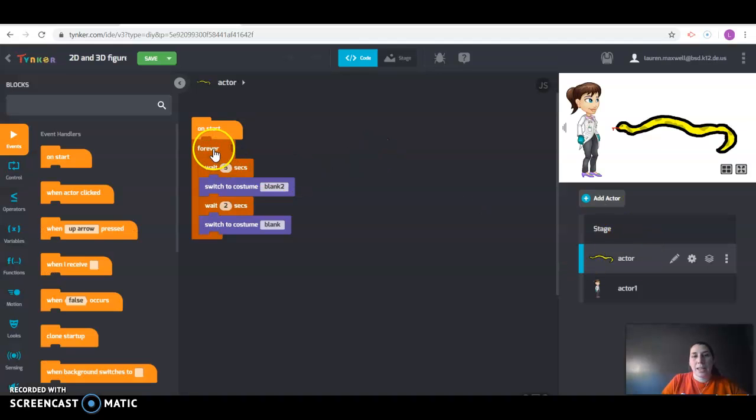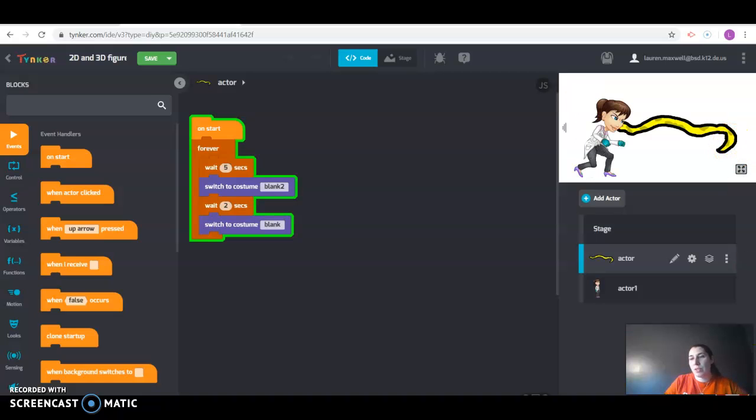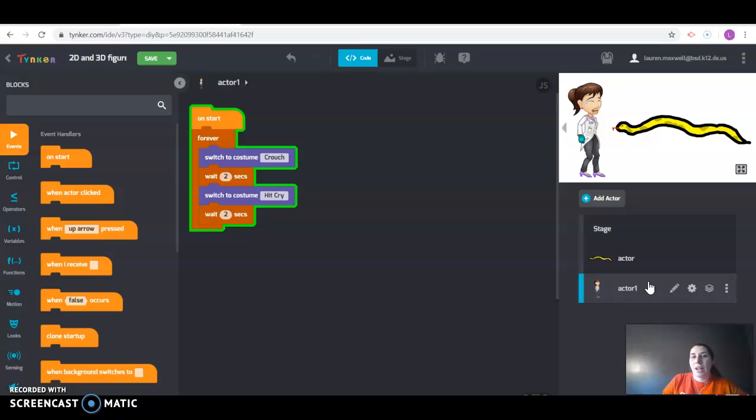The first one, the snake, I ended up doing a forever program just so it would keep going throughout, waiting and then switching to different costumes, waiting another 2 seconds and switching back. So you'll notice when it does move, the snake's tail just kind of wiggles. And as far as the other actor, I had her just switching to her movements, crouch, and then one was her crying when she pulled back.